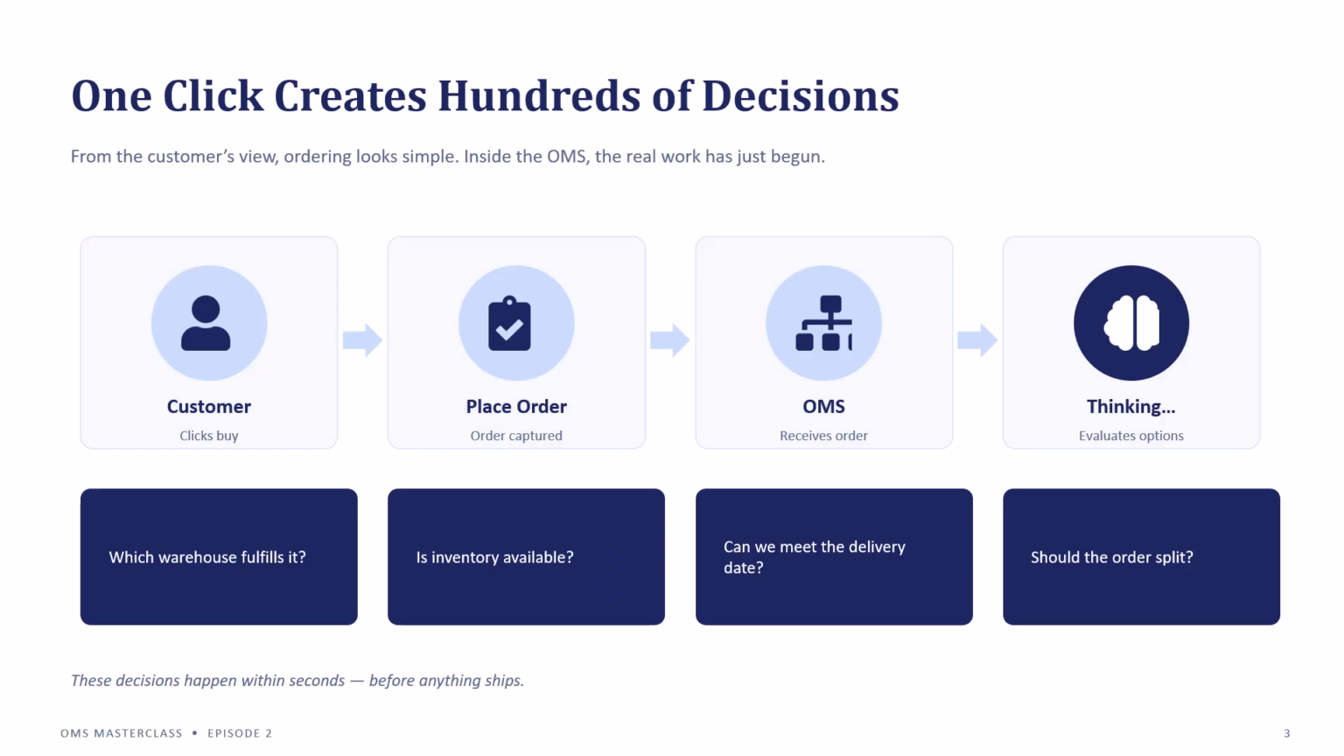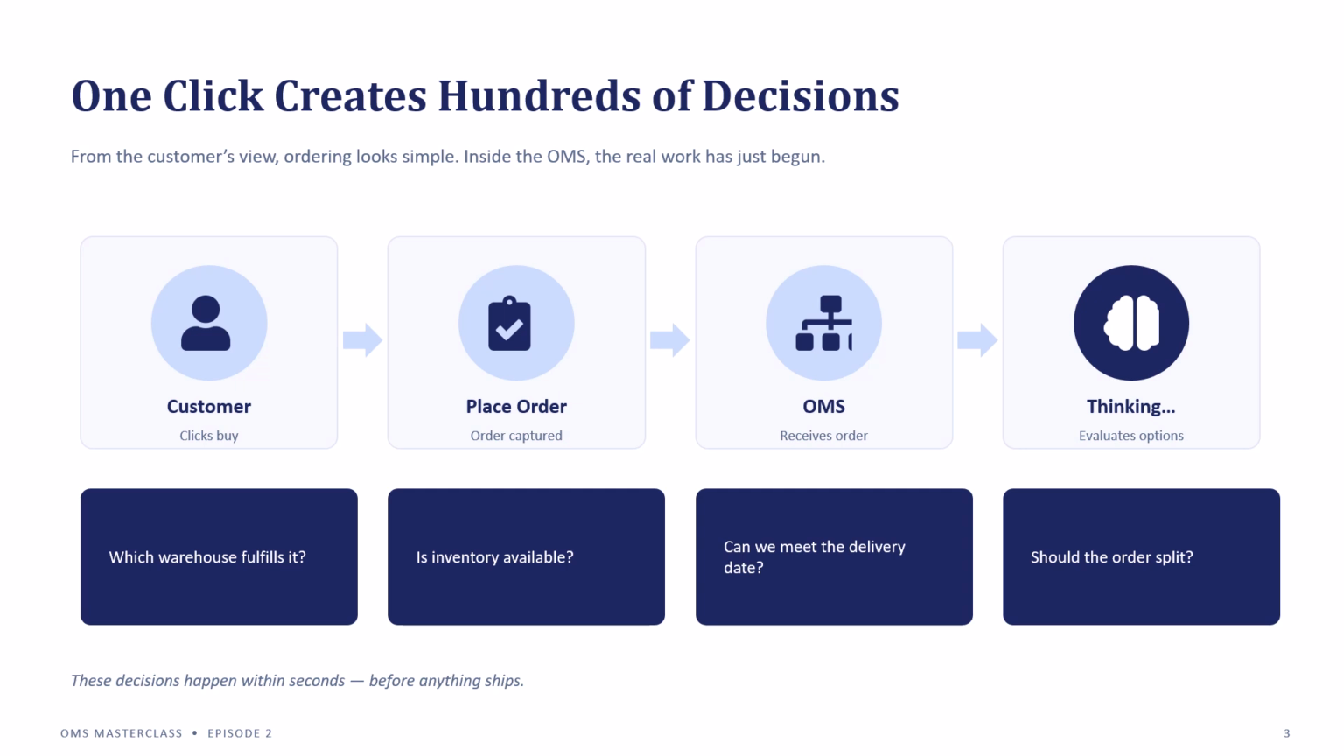Now let's understand what really happens after a customer places an order. From the customer's point of view, it's just one click on the place order button, and within a few seconds the order is confirmed. But inside the OMS, the real work has only just begun. Before releasing the order for fulfillment, the OMS starts evaluating multiple business decisions.